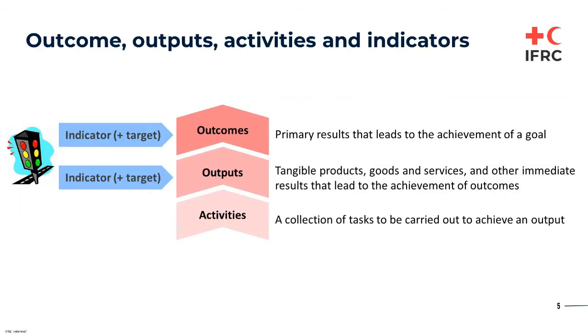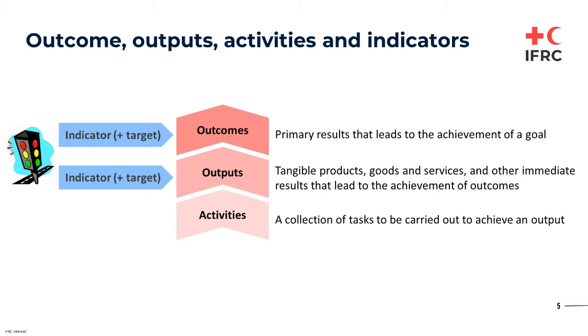Before we go through all of the WASH outcomes, outputs, activities, indicators, and targets, let us see what we mean when we say those terms. When we plan to do something, we first think about the outcome. What is the primary result that we want to achieve? So you can say that an outcome is the big picture.